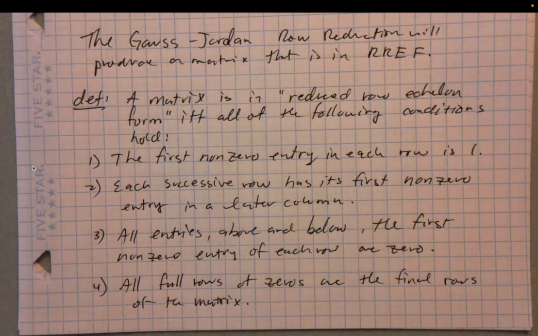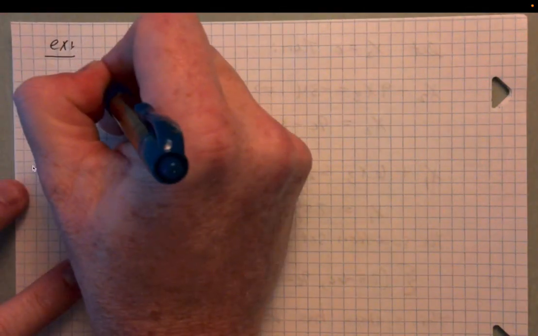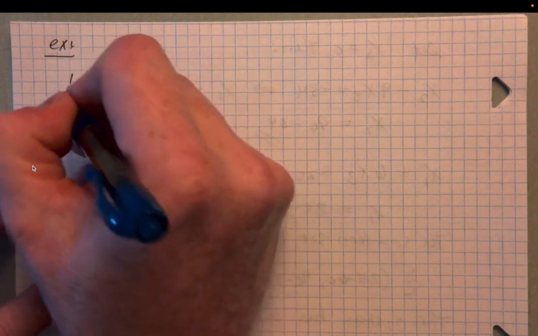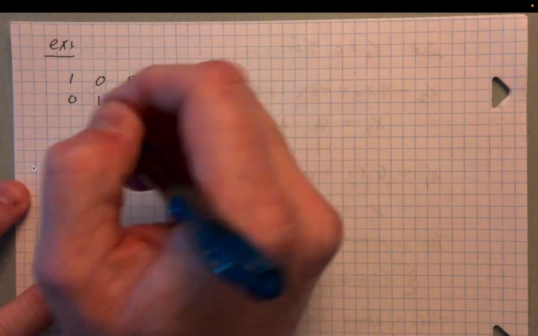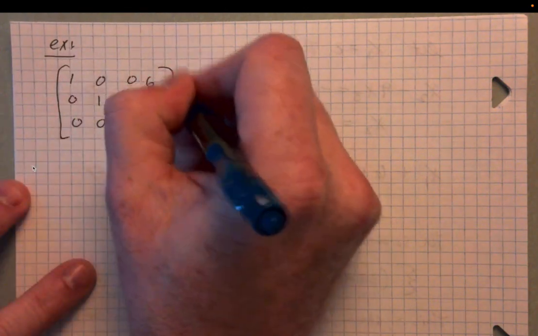Okay, so those are the four conditions that indicate reduced row echelon form. If all four of these conditions are met, then your matrix is in the RREF format. Let's see some examples of matrices in reduced row echelon form. Let's just write a couple out: 1, 0, 0, 6, 0, 1, 0, negative 2, 0, 0, 1, 3, for example.